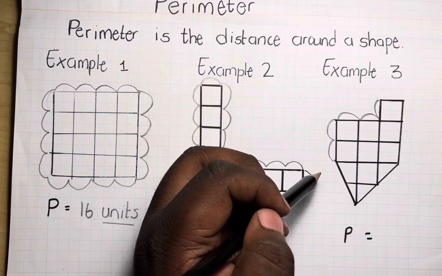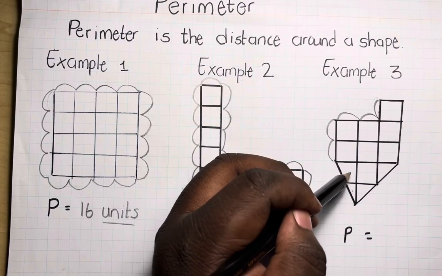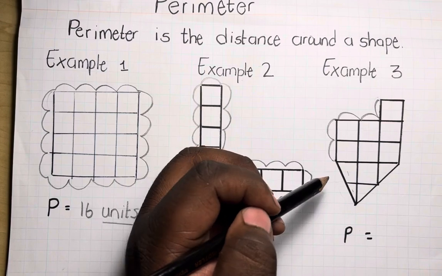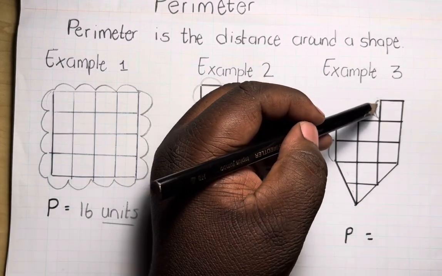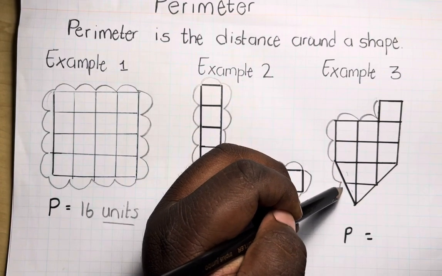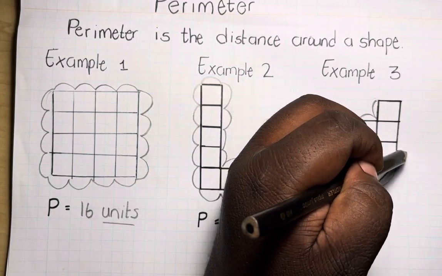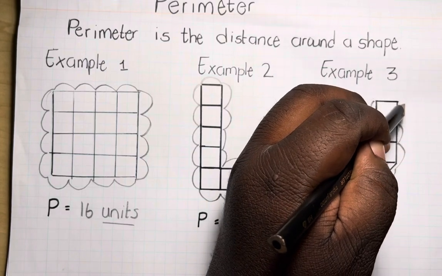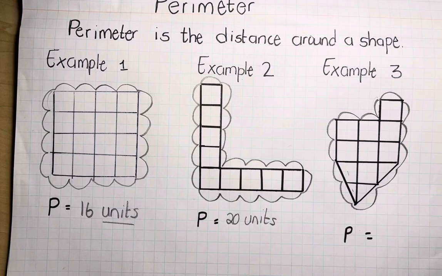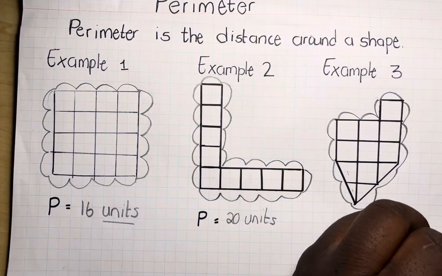Now, it would be a different story if I was counting the inside of the shape, as this block is clearly not equal to this block. But that's for another concept. So we're just going to continue counting. 1, 2, 3, 4, 5, 6, 7, 8, 9, 10, 11, 12, 13. So the perimeter of our third shape would then be 13 units.